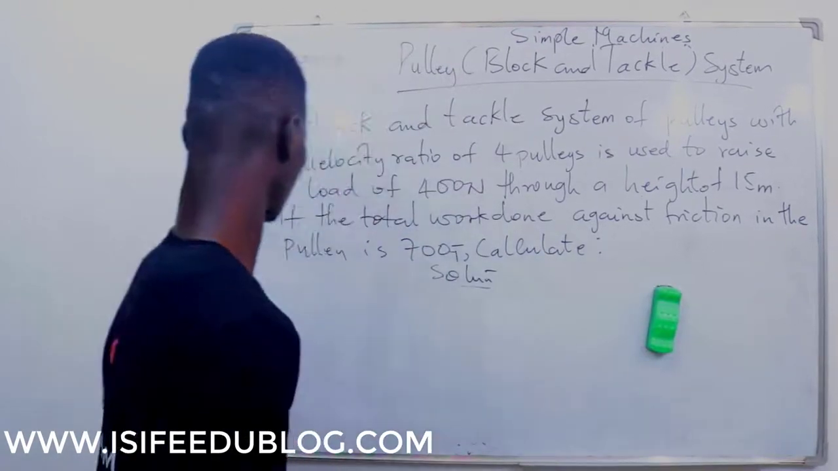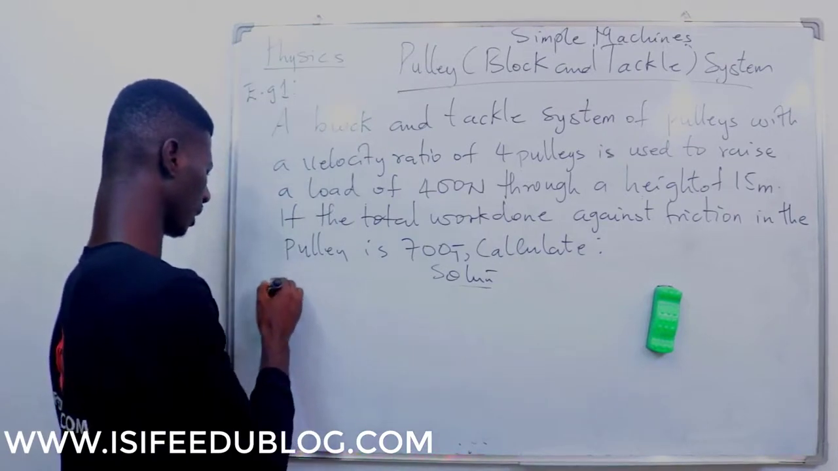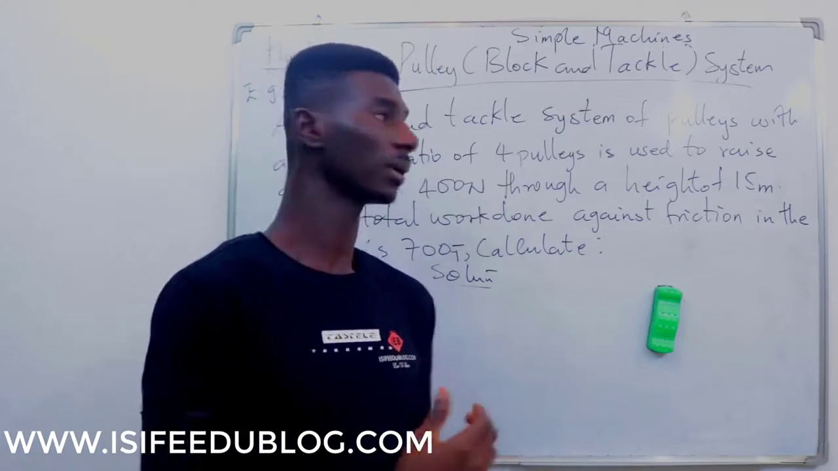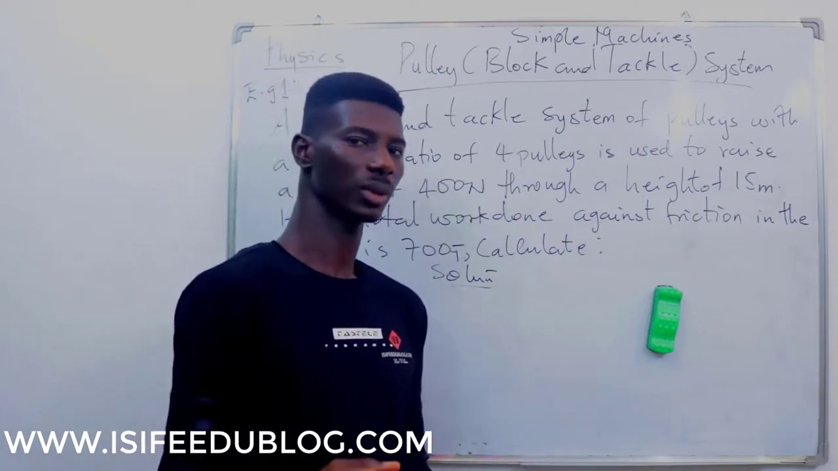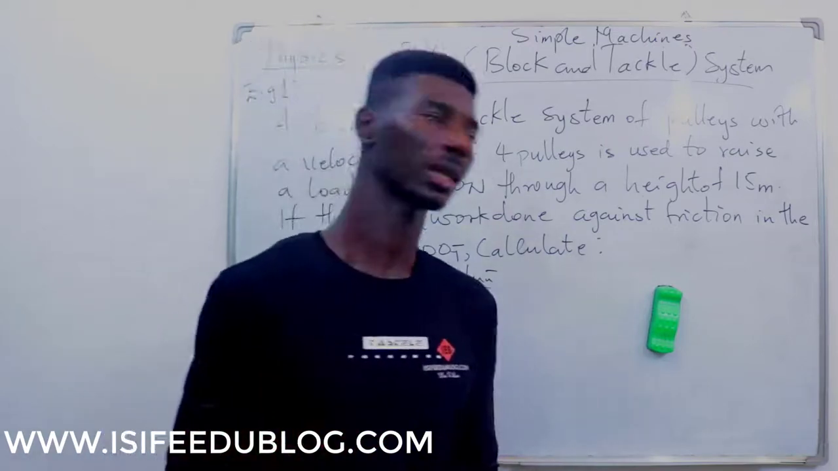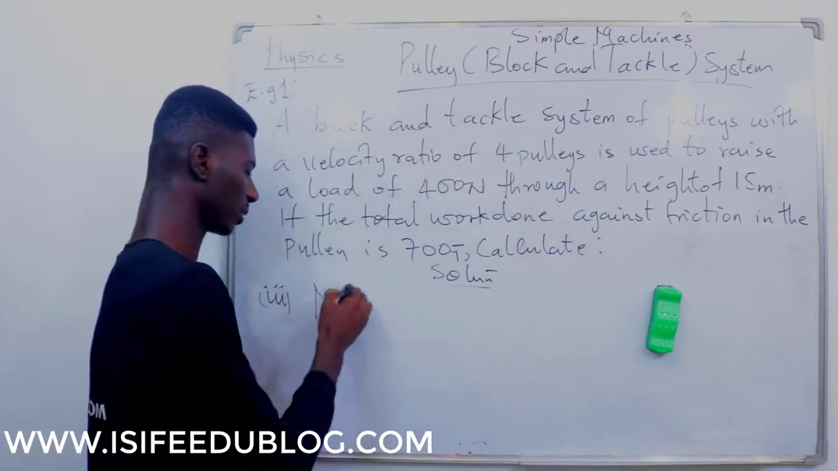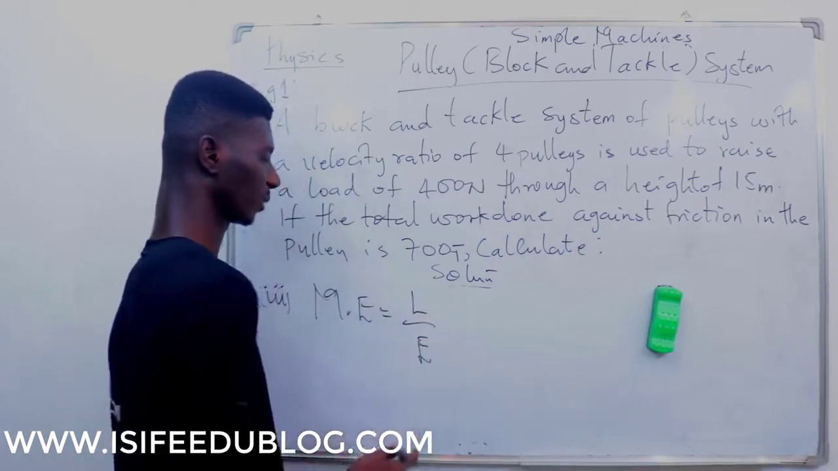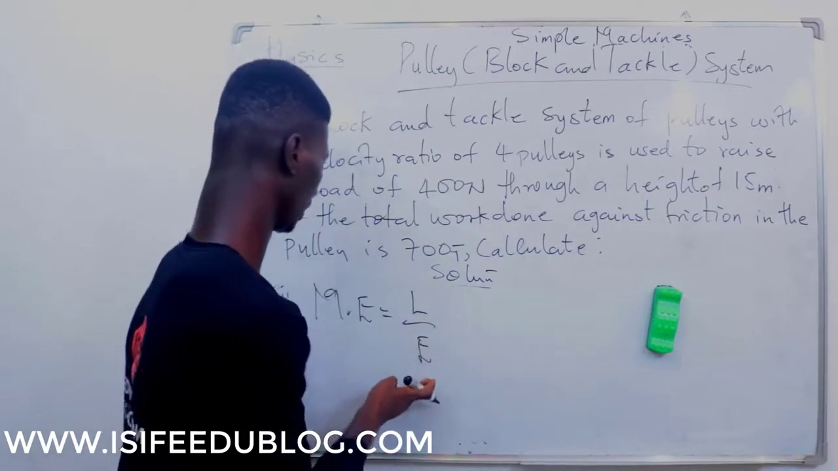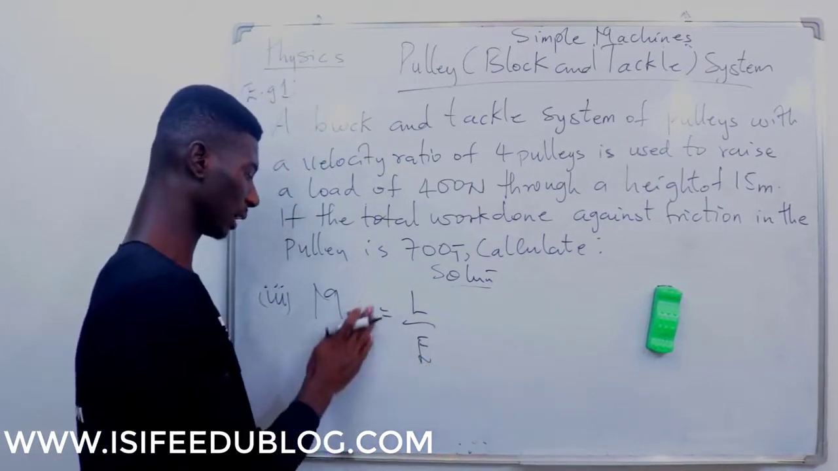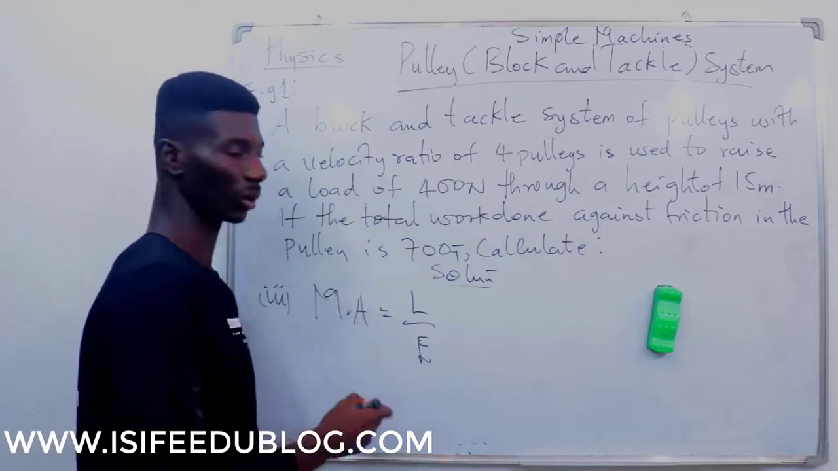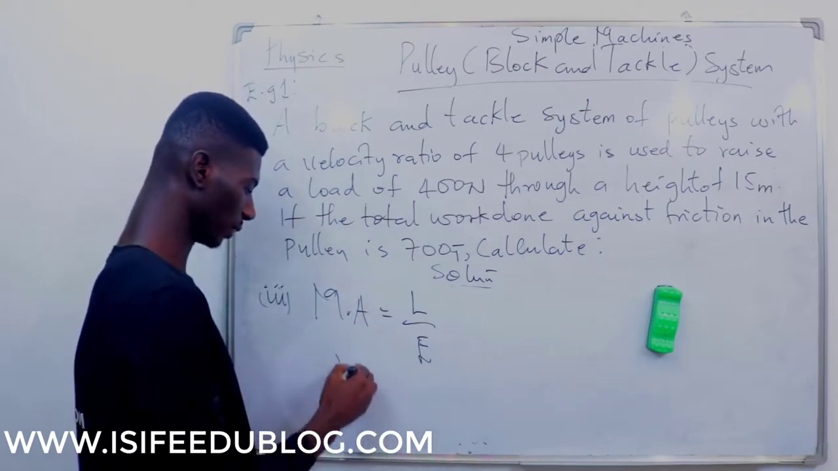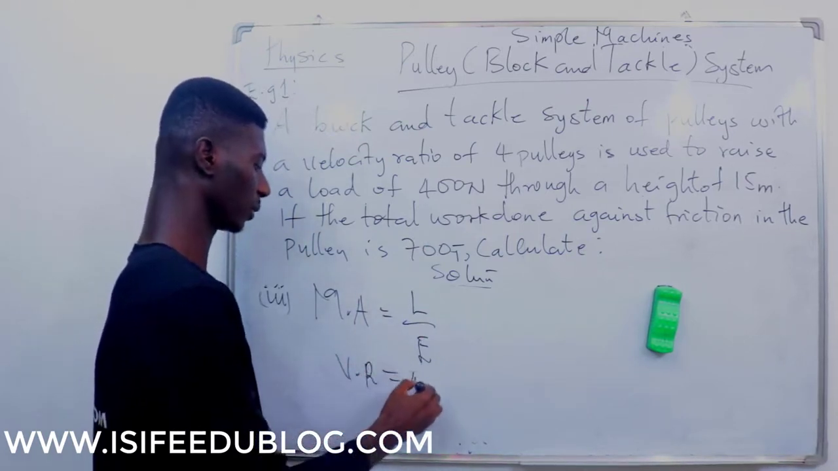Now the III says the effort applied. This is a technical question. The effort applied. And we know that from all the formulas concerning machines, the only place you can see effort is in mechanical advantage. Because we are told that mechanical advantage is equal to load over effort. And that is what we are looking for, the effort applied. So we can't get the effort applied if you don't know the mechanical advantage. So we know the load already, but we need to get the mechanical advantage. Another thing we know is that we know the velocity ratio to be 4.